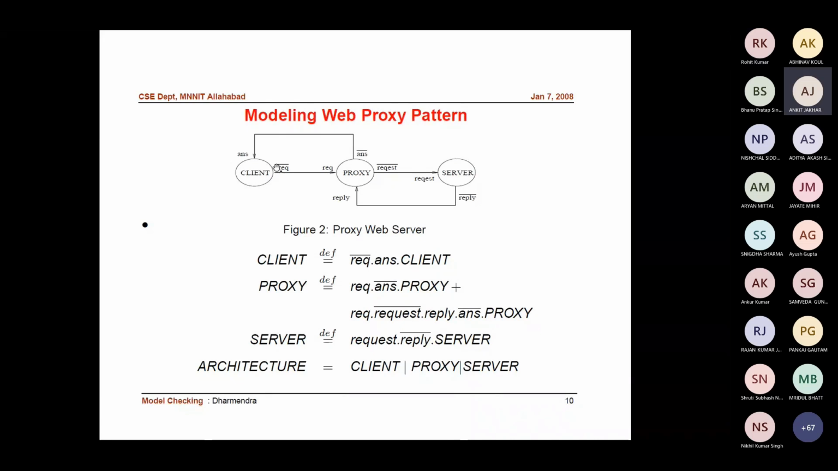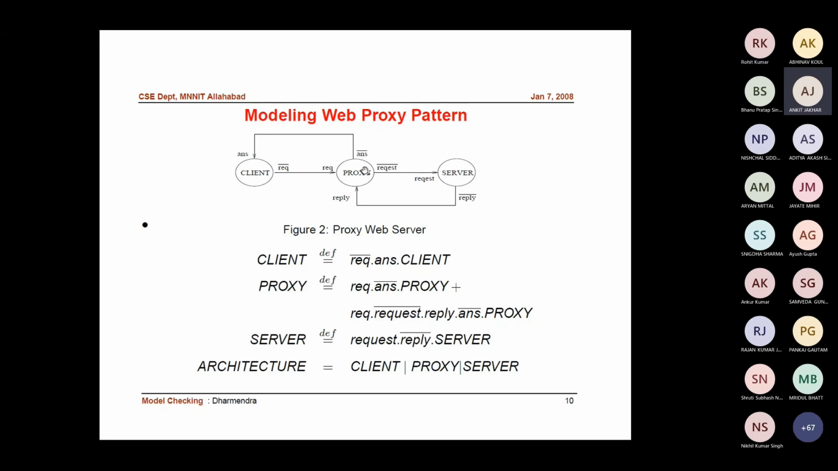So wherever there is going to be the overbar, the overbar shows that this is the output action. And if there is no overbar on a certain action, then this is going to be the input action. Okay, remember this. So the client outputs the request and receives the answer. And then this request is received by the proxy. And then what does the proxy do? The proxy receives the request, and if it has got an answer, then it is going to send the answer, isn't it? So this proxy is going to receive the request and send the answer, and then again become the proxy. Recursively, it behaves like that.